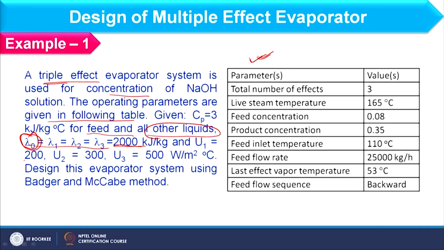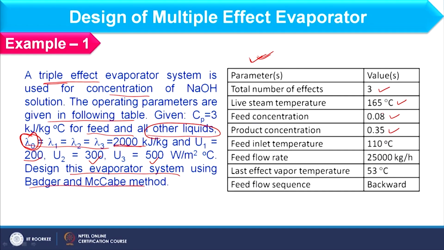U1 is given as 200, U2 300 and U3 500. So, we have to design this evaporator system with the help of the Badger-McCabe method. So, let us see the parameters. We are given the number of effects as 3, steam temperature as 165 degree Celsius, feed concentration 8% by weight and product concentration 35% by weight.